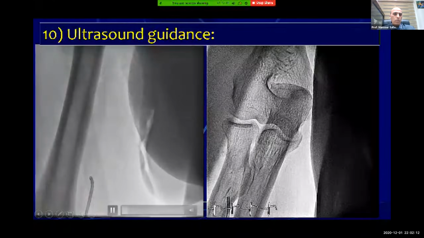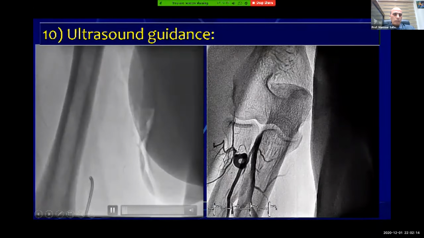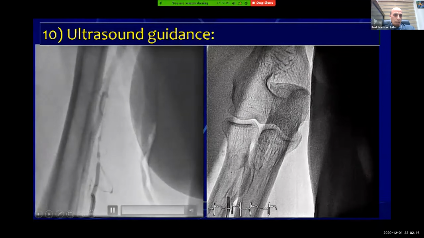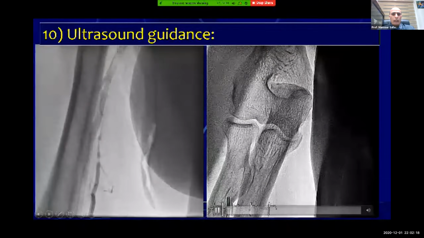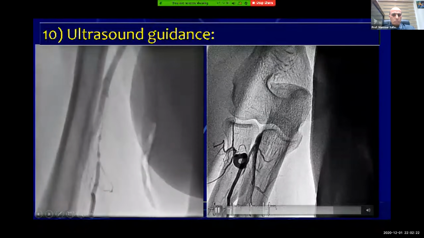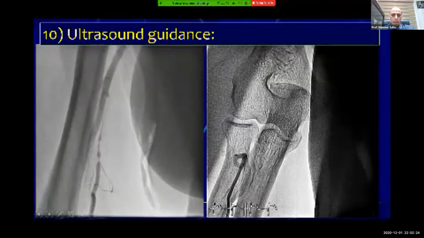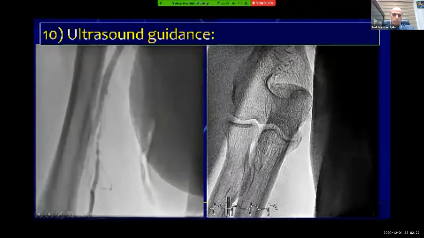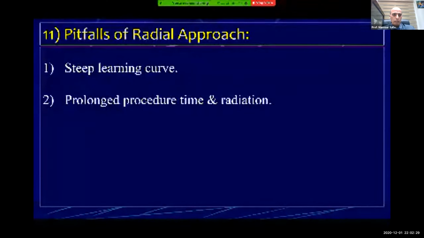Ultrasound guidance can also tell us about a high takeoff with intense spasm, which we can avoid, either with the left radial or otherwise. It can also tell us about radial loops and make our life much easier. So for the radialist, I think ultrasound guidance will be an integral part of any cath lab.